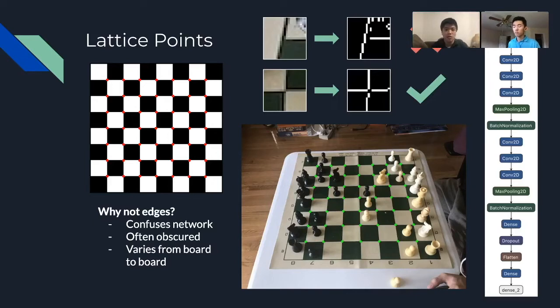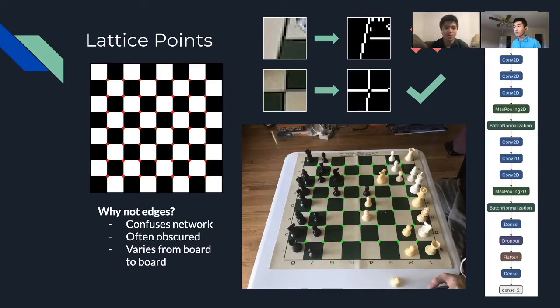In order to detect lattice points, we take a very small area of the image around each potential lattice point, and we feed it to a convolutional neural network. The structure of that convolutional neural network, or CNN, is on the right. And that neural network will tell us whether or not it thinks each point is a lattice point.